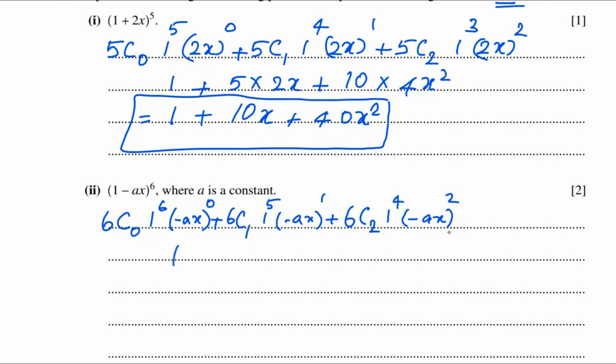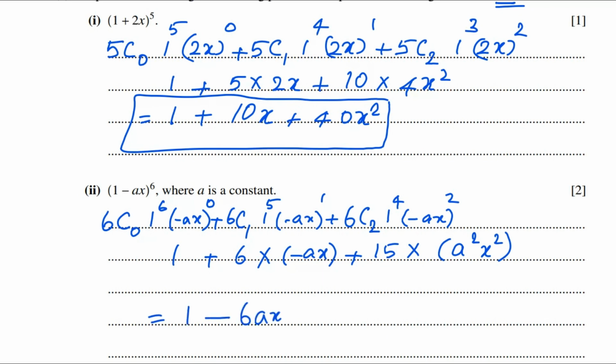And this is equal to 1 plus 6 multiplied by minus ax plus 15 multiplied by a square x square. So this is equal to 1 minus 6ax plus 15a square x square.